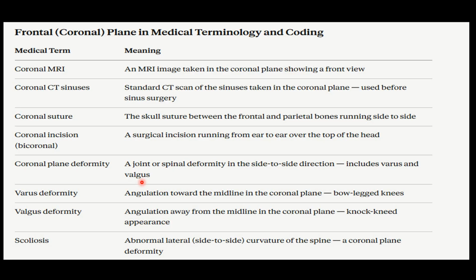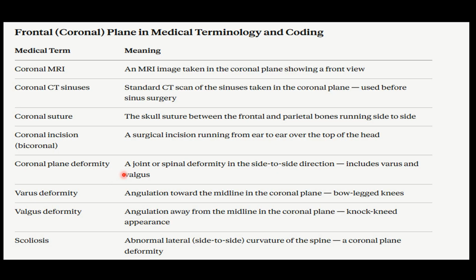In medical coding, you can see there are 2 columns. In one column I have noted down the medical term, and in another one the meaning. The first is coronal MRI, an MRI image taken in the coronal plane showing a front view. Coronal CT sinus, a standard CT scan for the sinuses taken from the coronal plane, used before sinus surgery. Coronal suture, the skull suture between the frontal and parietal bone running side to side. Coronal incision, a surgical incision running from ear to ear over the top of the head.